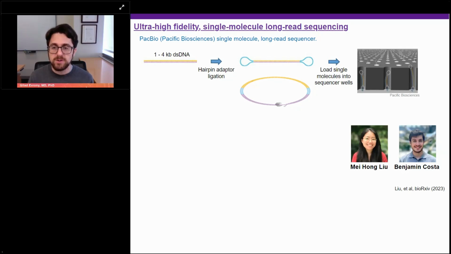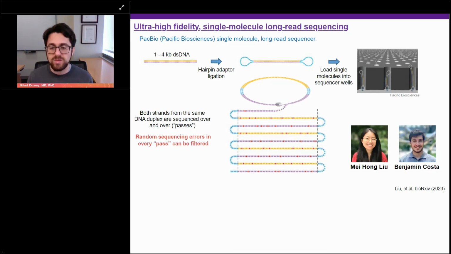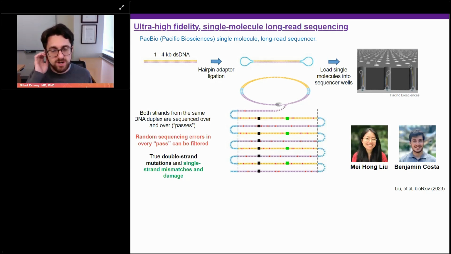And then the PacBio sequencer is seeded by these molecules, and the polymerase of the sequencer goes around and around this molecule many, many times, and we can then filter out sequencing errors that happen in each of these passes of the molecule, leaving us with a very high accuracy to detect true double-strand mutations that are found in every pass of the molecule relative to single-strand true events that are found in only passes of one of the strands.